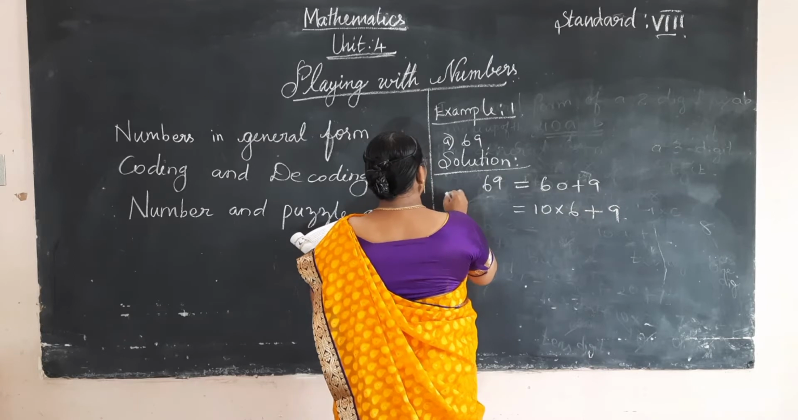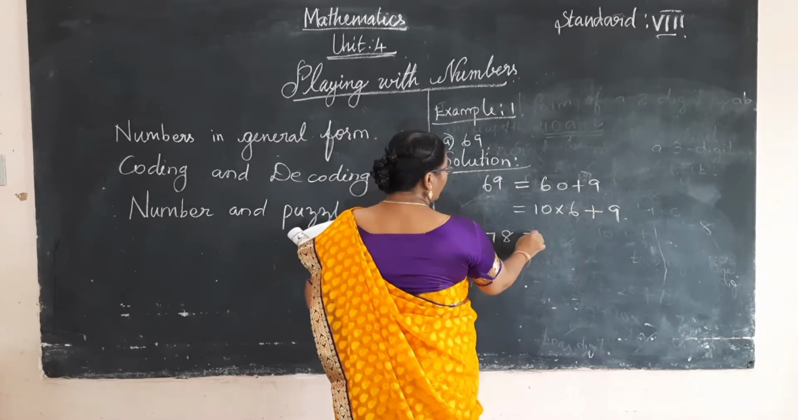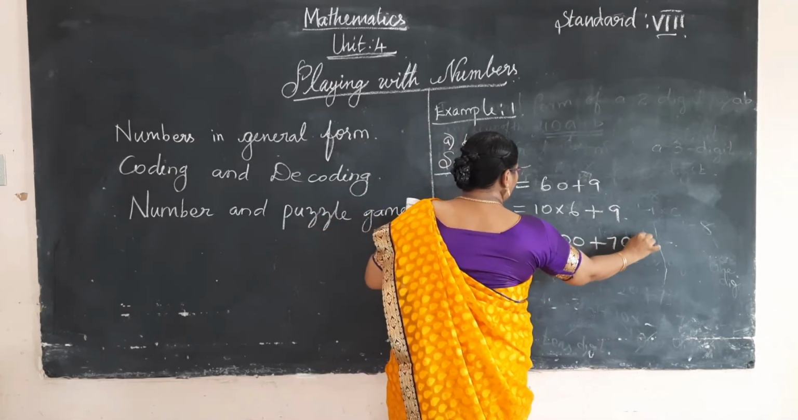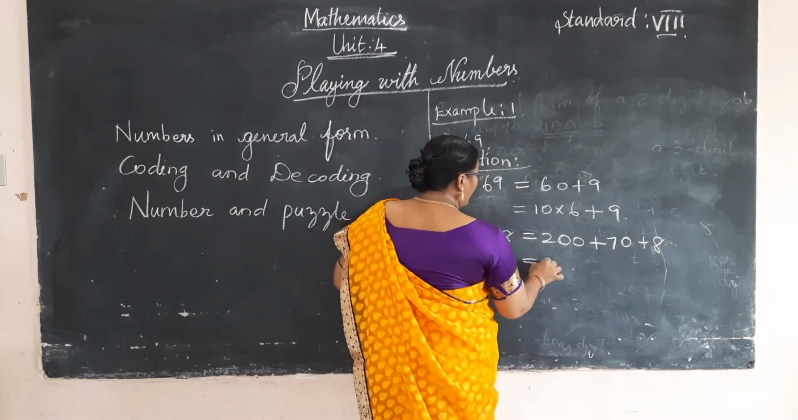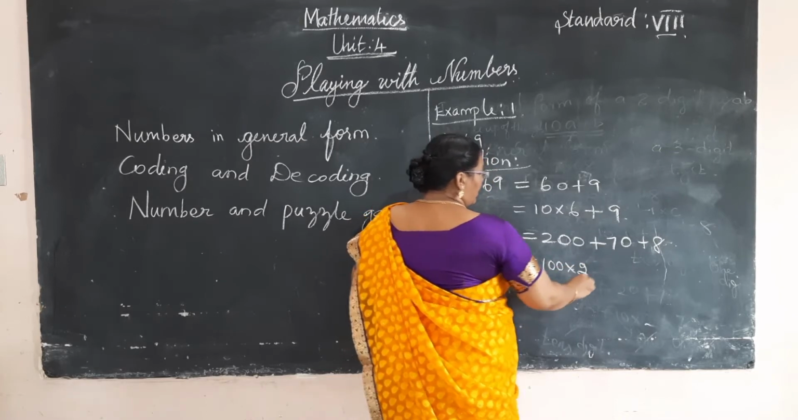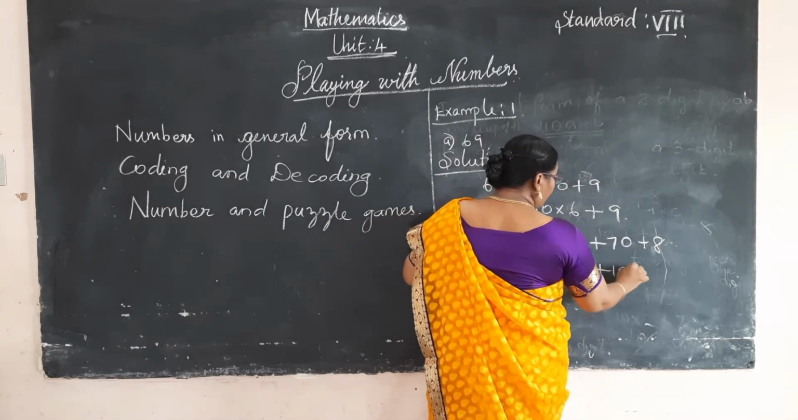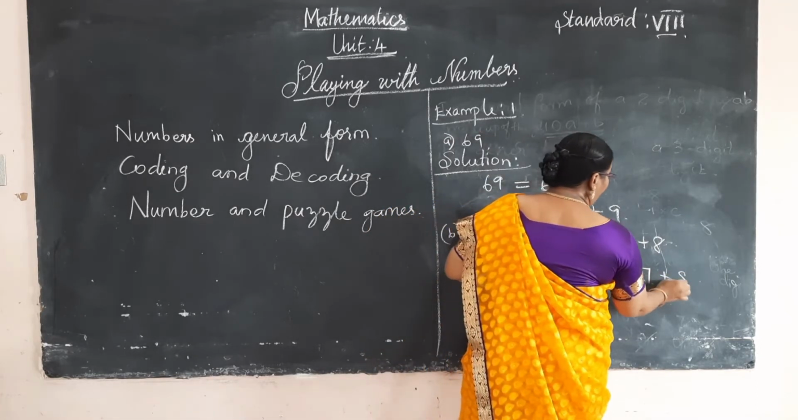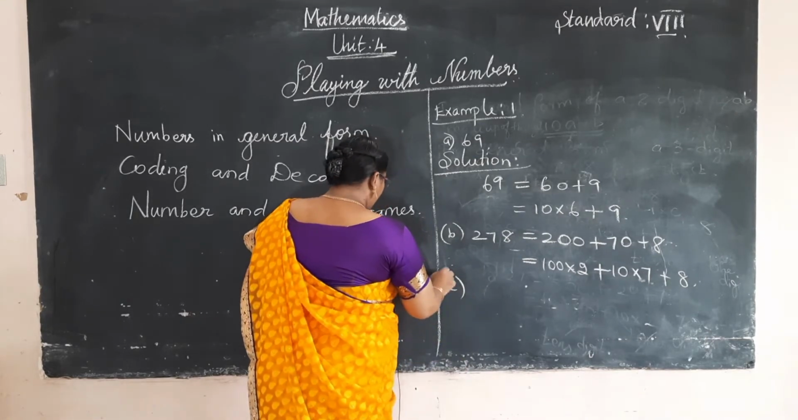And B, 278. So how can you write? 200 plus 70 plus 8. It can be written in the expanded form as 100 into 2, twice or times, so 2 hundreds, plus 7 tens plus 8 ones. Okay, next the C problem.